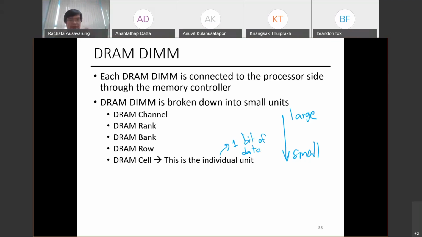Then multiple cells that are grouped together are going to be in a 2D matrix, like a kind of organization. Each one of these will be grouped into a unit called a DRAM bank. Multiple banks work together in a DRAM rank, and then each DIMM can be plugged into your motherboard and it connects to what we call a DRAM channel. DIMM stands for Dual Inline Memory Module.